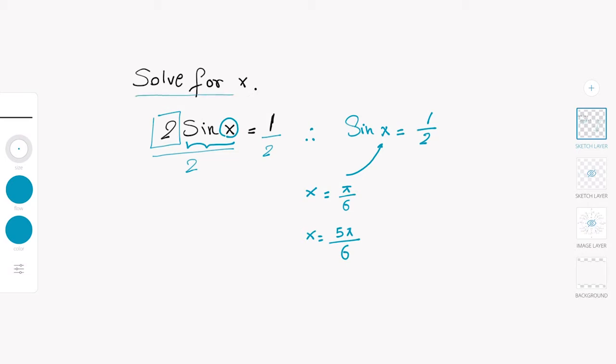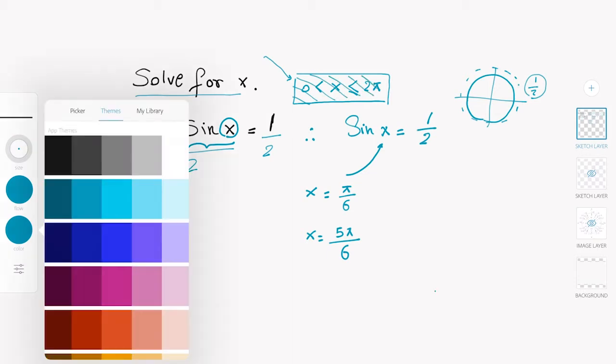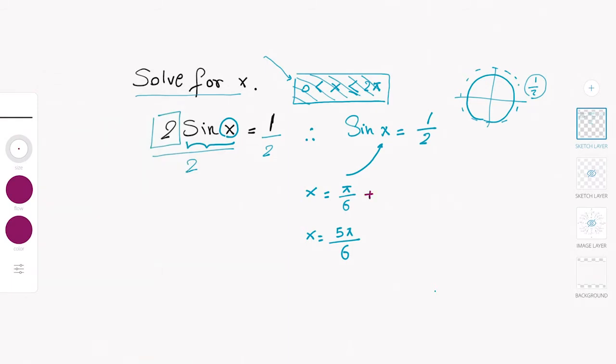Usually for a question like this, they will ask us, for example, solve for x when x is between 0 and 2 pi. That means we're only looking for x in one revolution. If this is our unit circle, we are looking for the value 1/2 for the y value around just one revolution. If they don't tell us the domain of x, then we need to do extra work. The extra work will be, you need to add plus 2 pi k.